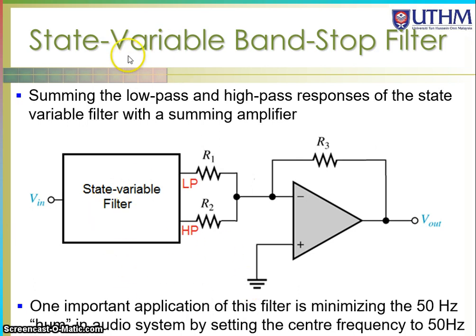And we have a state variable bandstop filter. If you remember the state variable in the band pass filter, the state variable filter has a low pass and high pass output. So we combine those low pass and high pass outputs by connecting them into a summing amplifier. With this you have a bandstop at the output. Remember that the state variable filter is a 3-in-1. You can have a band pass, low pass, and high pass. So we use the low pass and high pass outputs combined together through the summing amplifier.